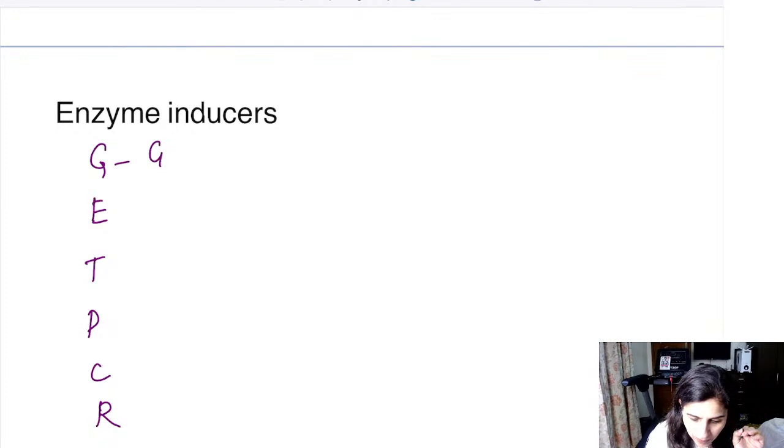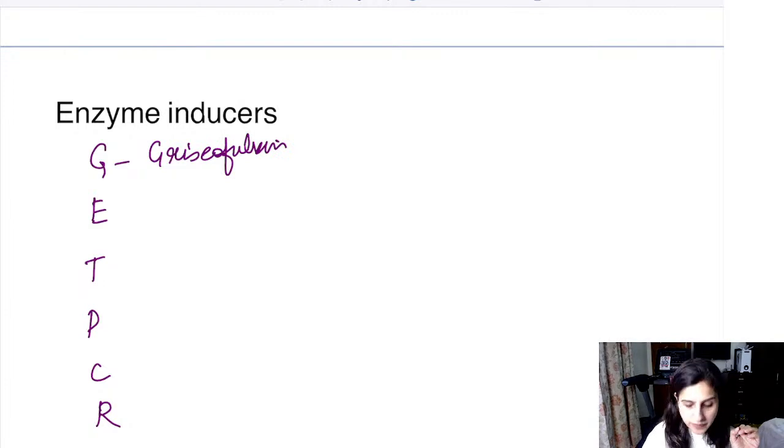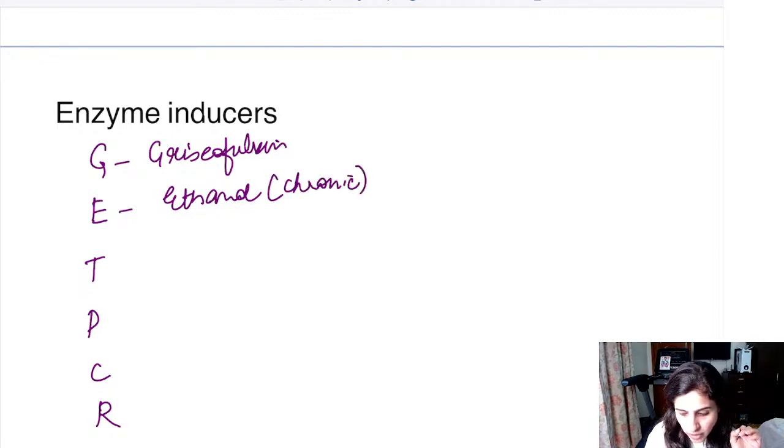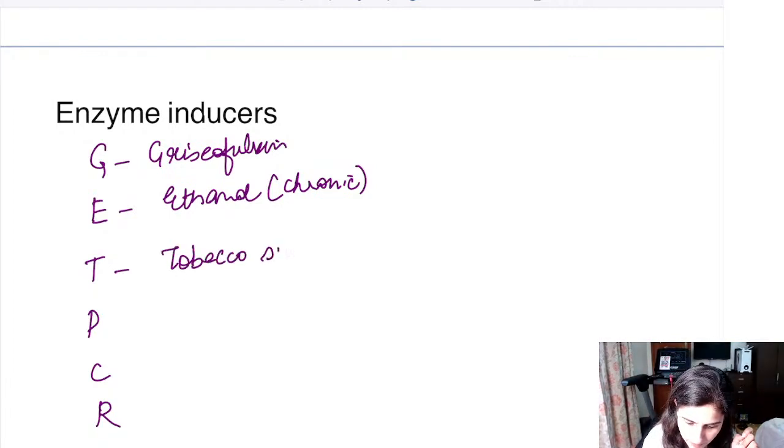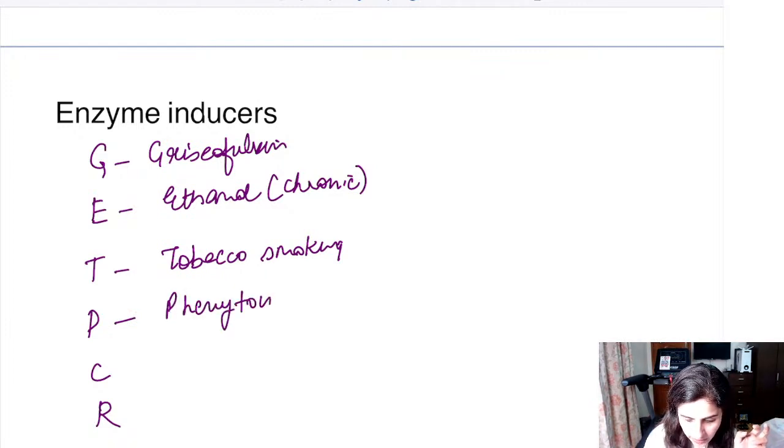So G से आता है आपको griseofulvin. ठीक है, E से है ethanol. Chronic alcoholics जो होते हैं, जो chronically पी रहे हैं, तो ethanol on chronic use becomes an enzyme inducer. T से है tobacco smoking. Again, tobacco smoking is leading to enzyme induction. ठीक है. P से very important is your phenytoin. ठीक है. That is an anti-epileptic drug.